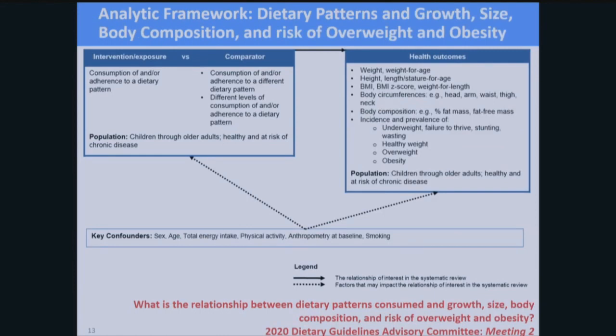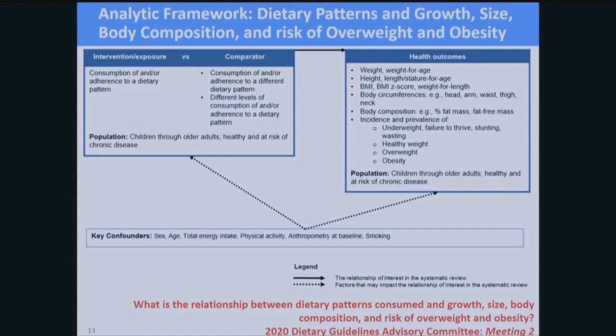The next analytical framework focuses on dietary patterns consumed and growth, size, body composition, and risk of overweight and obesity. The outcomes include weight and various forms of weight, BMI, body composition and distribution, percent fat mass, fat-free mass, and incidence and prevalence of underweight, failure to thrive, stunting, wasting, healthy weight, overweight, and obesity.